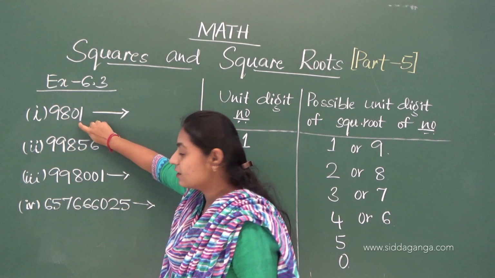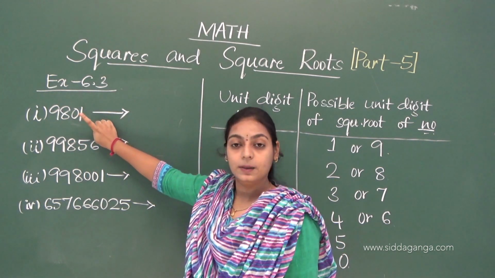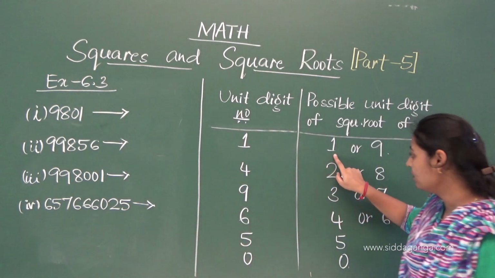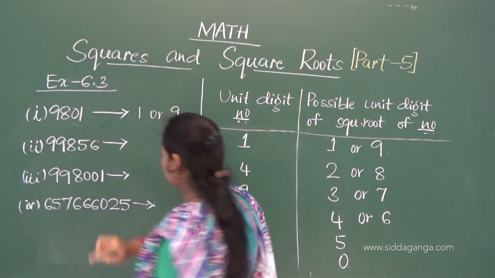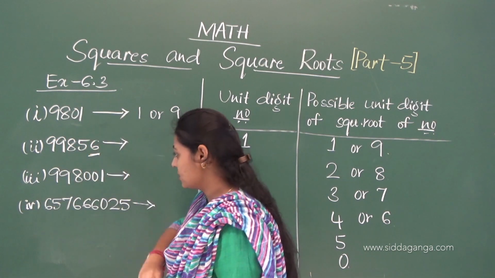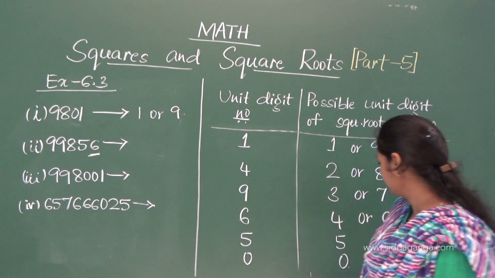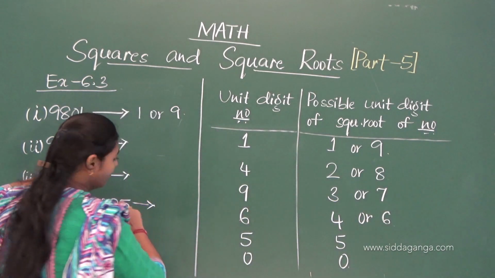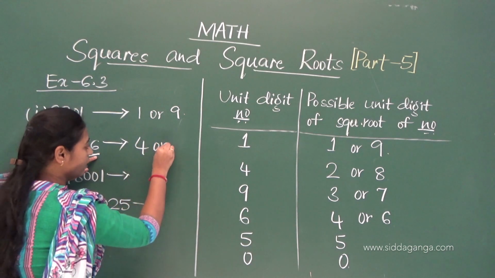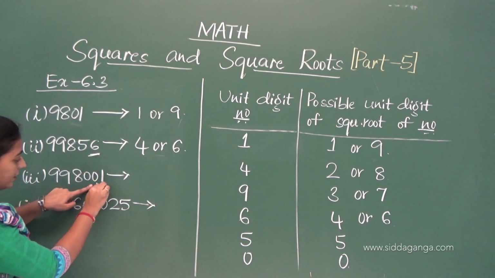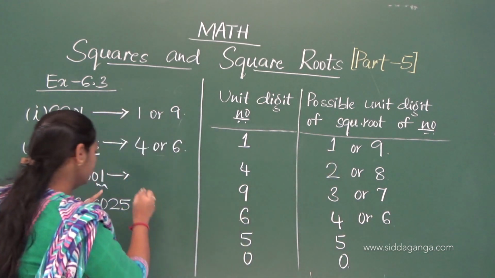Here 1 is in the units place, whatever number is given. Here 1 is in the units place, then the possible square roots of the number are 1 or 9. Here 6 is in the units place, sorry, then the possible roots are 4 or 6. Here again 1 is there. If 1 is in the units place, then the possible unit digits are 1 or 9.